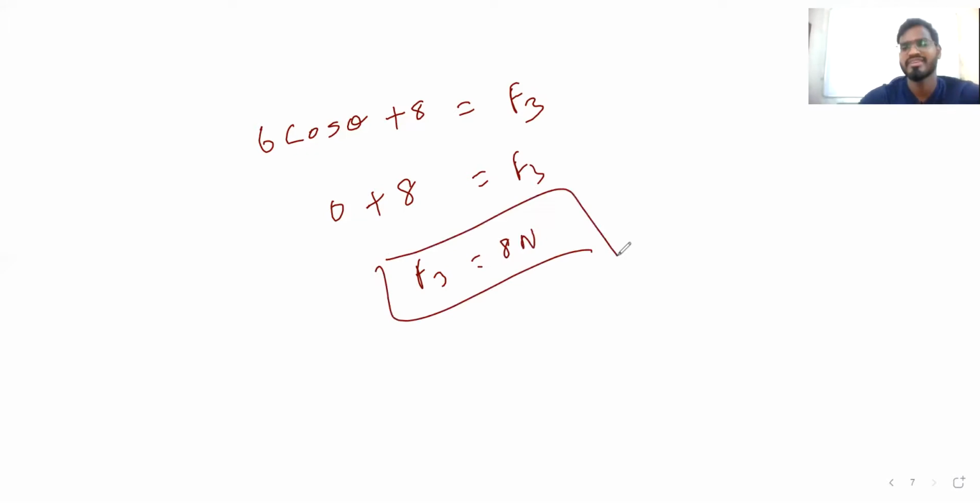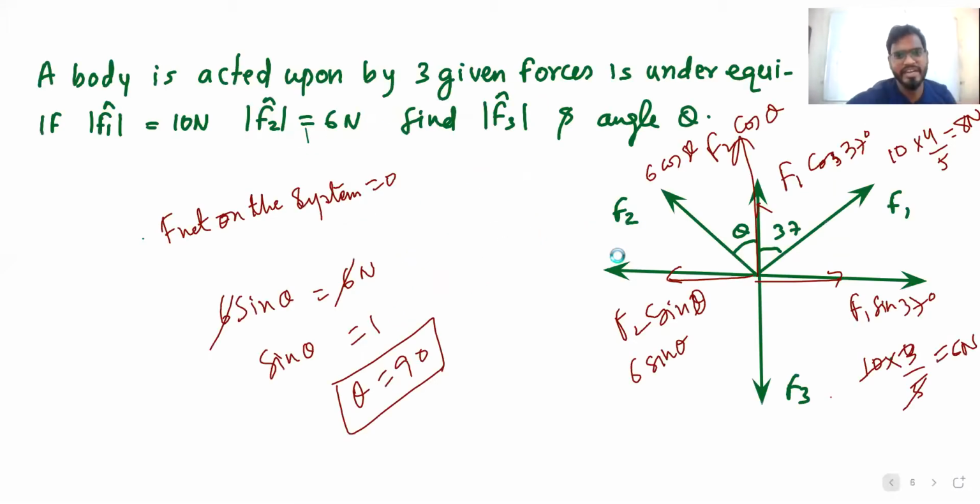That's it. Finished. Nothing more I did. What I did is: equilibrium means the object should be in equilibrium, and upward force and downward force should be equal. Even in Newton's laws of motion, when we learn equilibrium, every time I will say this: upward force and downward force are equal. F1 is 10 Newton, F2 is 6 Newton, F3 we want to find, and the angle theta we want to find.